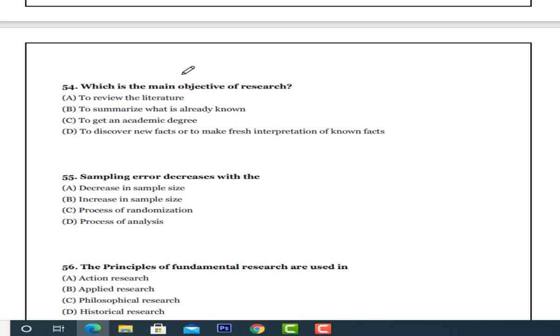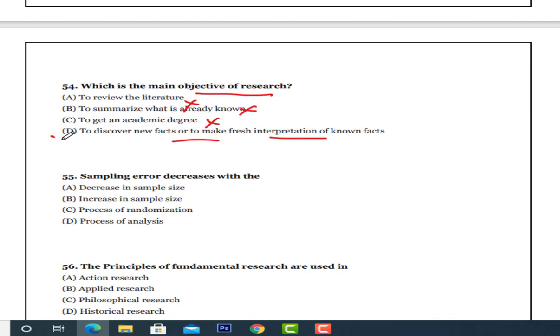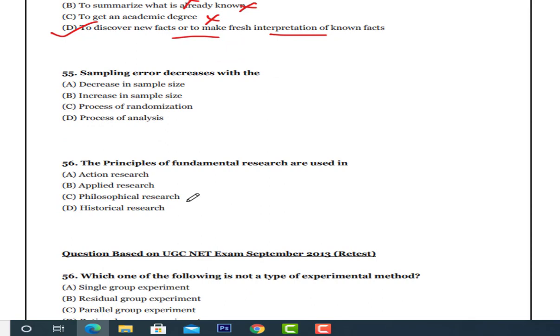The next one: which is the main objective of research? To review the literature? No. To summarize what is already known? No. To get the academic degree? No. Research is to discover a new fact or to make a fresh interpretation of known facts. So option D is the correct answer.